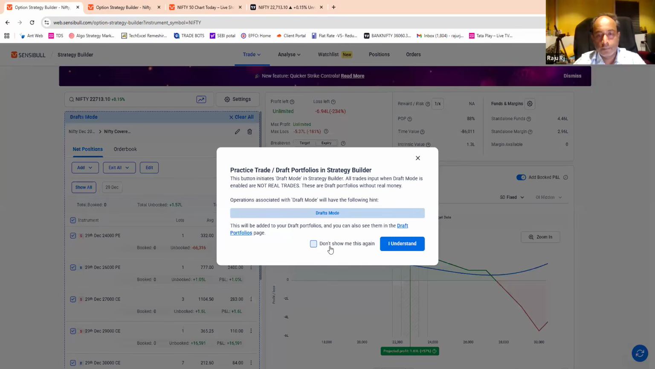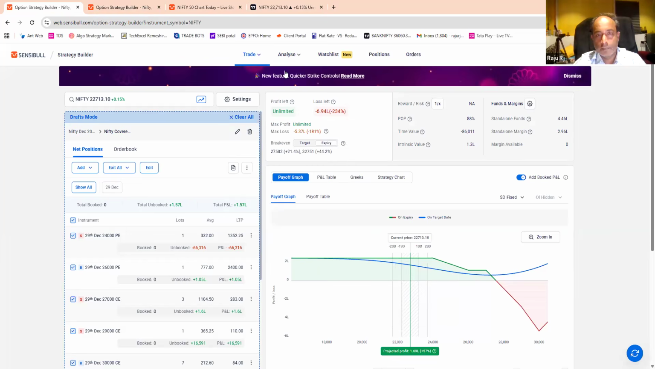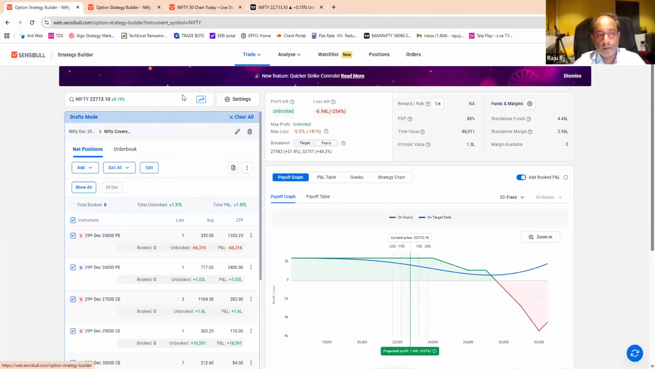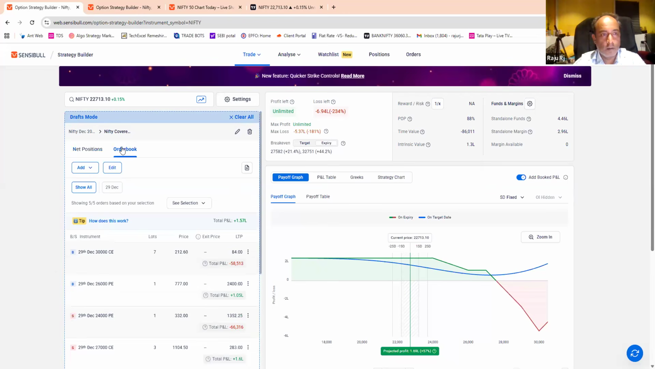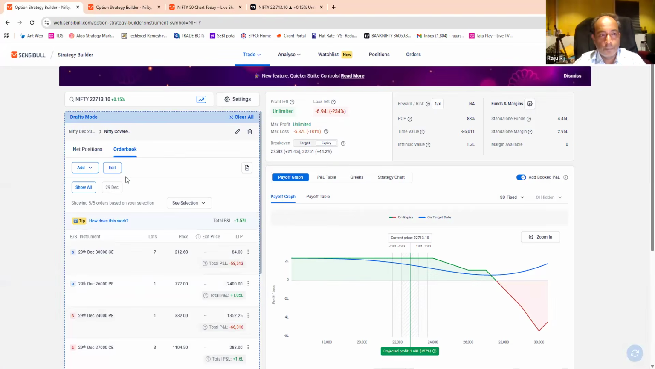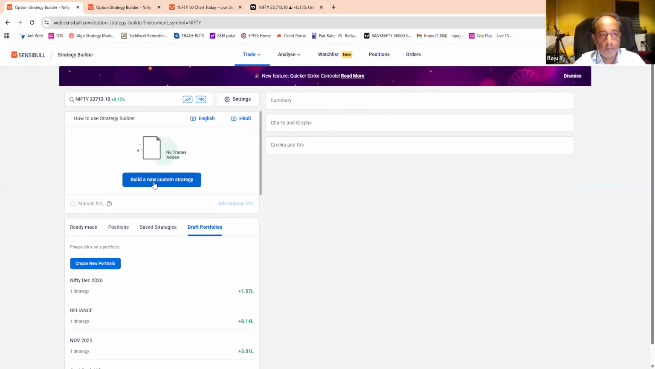Nifty. Still practice trade is becoming build strategy. But this is not going here. Order book. I think I have to close this. Okay, build strategy.